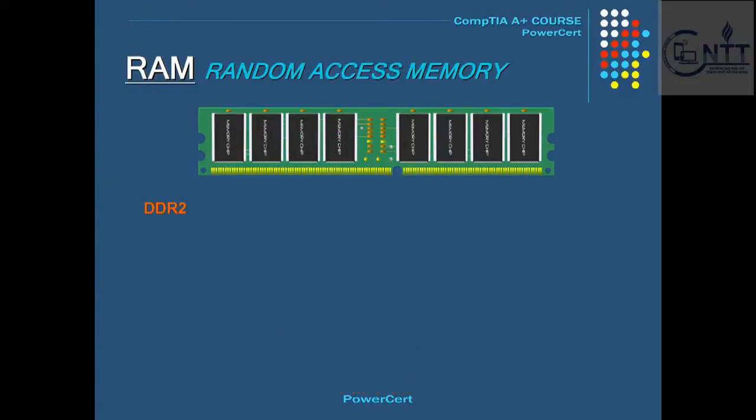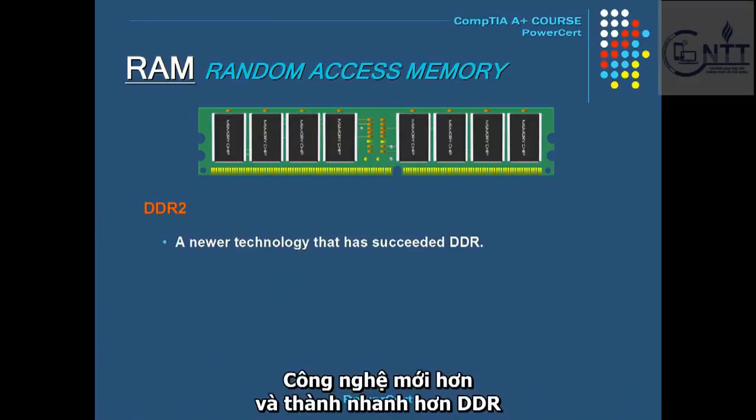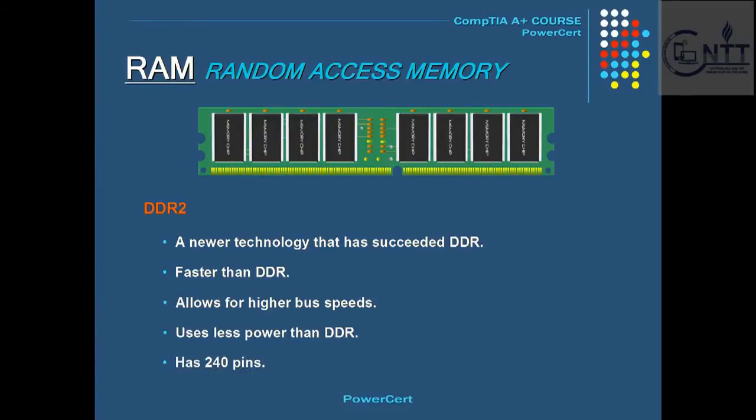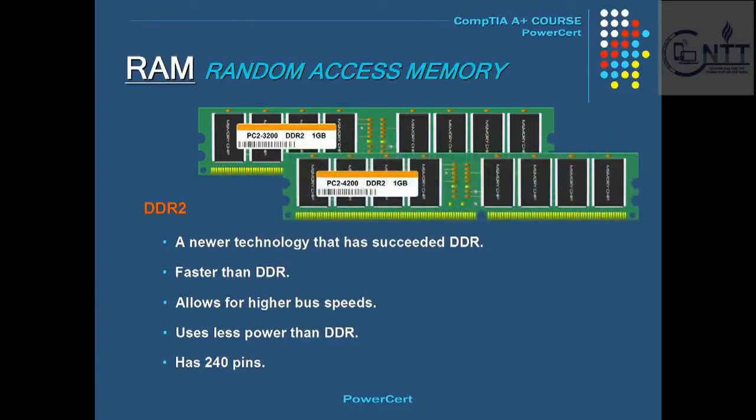A new technology that has succeeded DDR is DDR2. DDR2 is faster than DDR because it allows for higher bus speeds, and it also uses less power than DDR. A DDR2 DIMM has 240 pins compared to 184 pins on DDR. Some examples of DDR2 are PC2-3200 and PC2-4200.